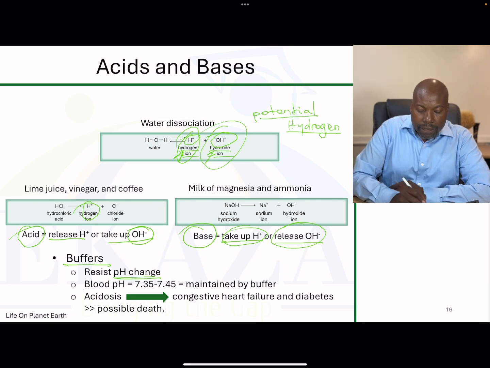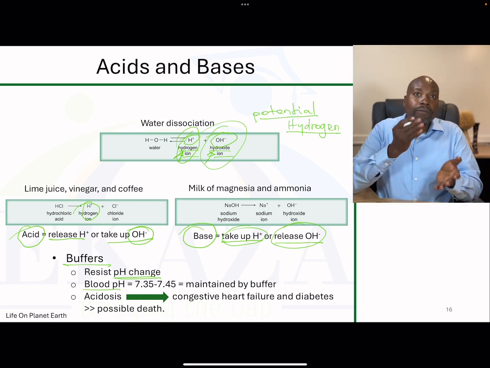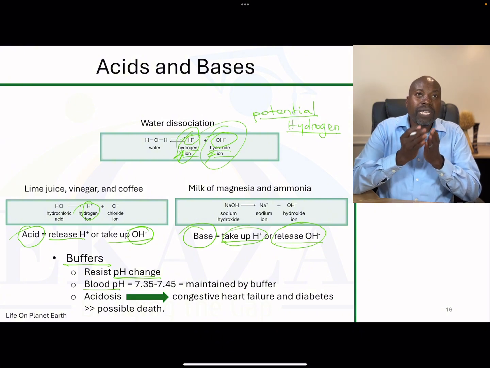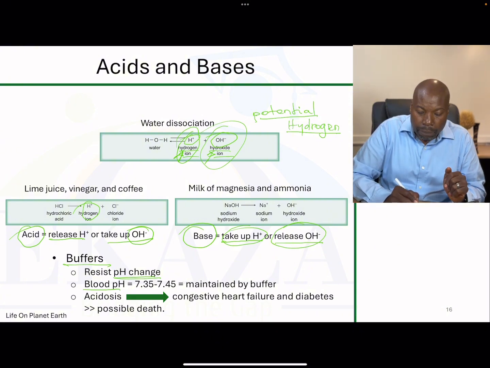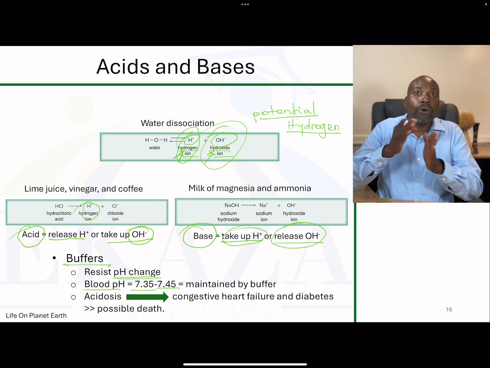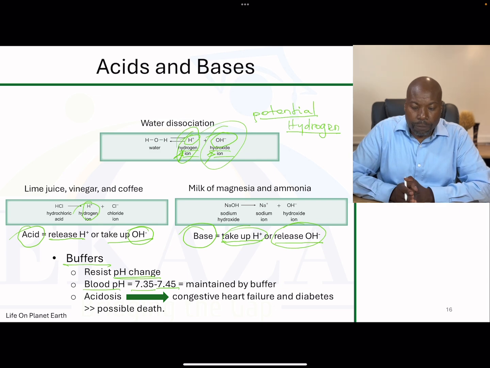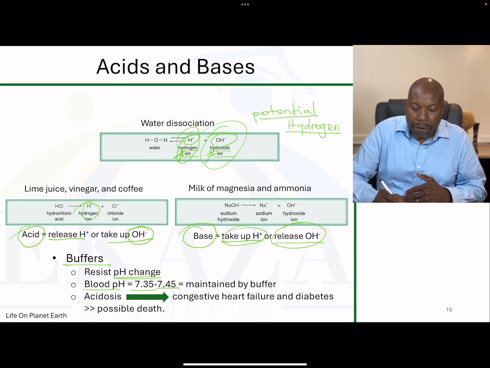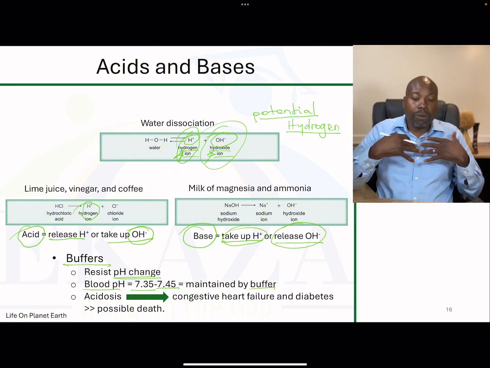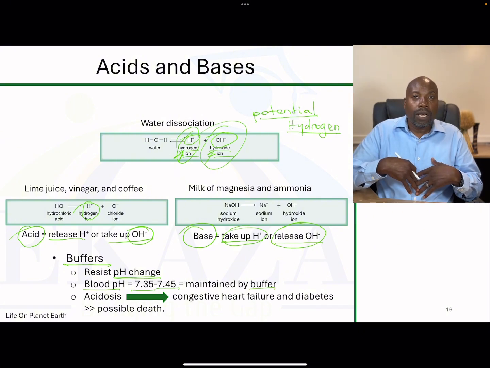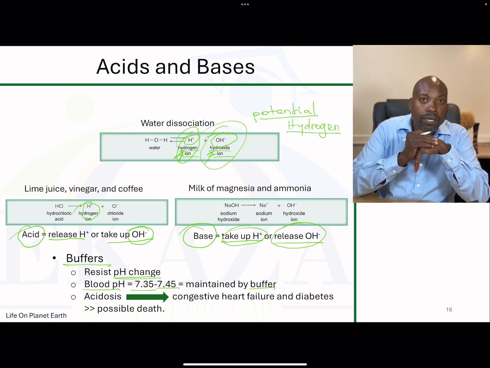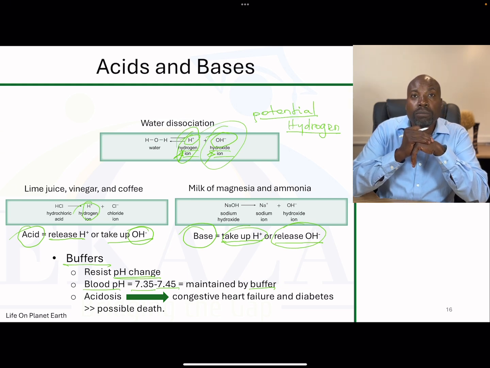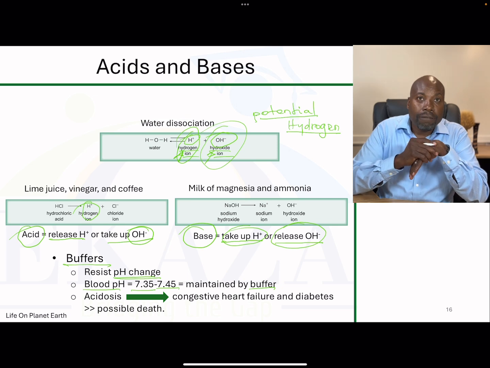And the blood has a pH that varies between 7.35 and 7.45, 7.4 being the average. That average is going to be maintained by buffers in our system, right? When this is not possible, that can lead us to being in a health condition that can be difficult, right?